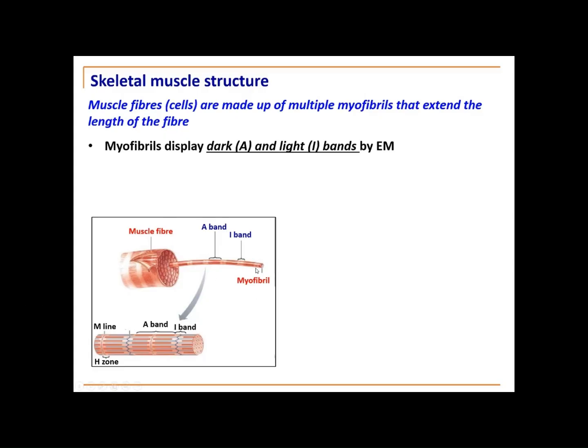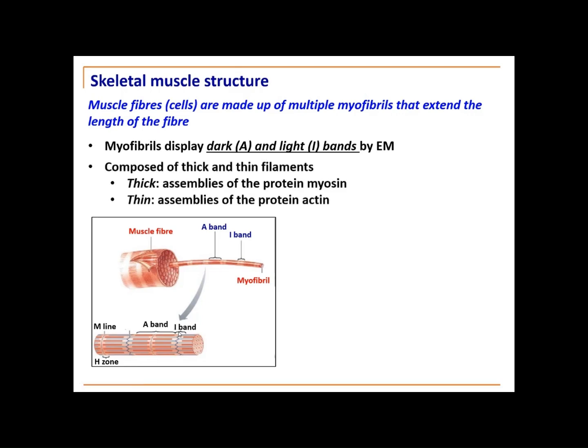The myofibrils, if you're having a look at them, display dark bands and light bands. So dark is A, so if we're taking a snapshot of this myofibril and then zooming in on it, you can see the A band. That's looking quite dark by electron microscopy. And you can see the I band, which is looking quite light in color, hence why they're dark and light bands. And these are actually composed of what are called thick and thin filaments. The thick filaments are composed of the protein myosin, and the thin ones are composed of the protein actin. And you've probably all heard of actin-myosin contraction because they are involved in contraction of the muscle itself.